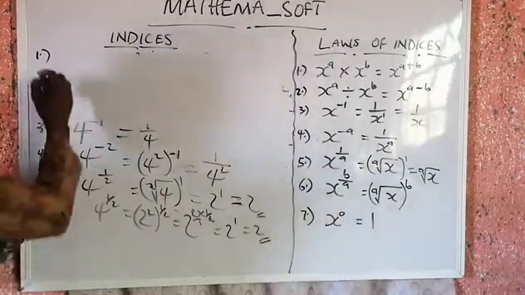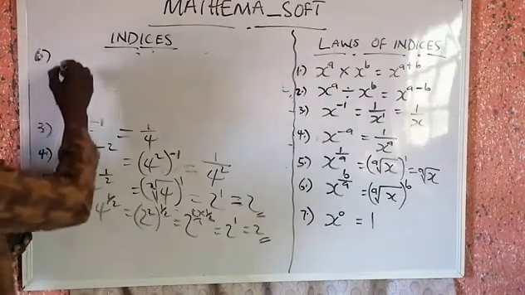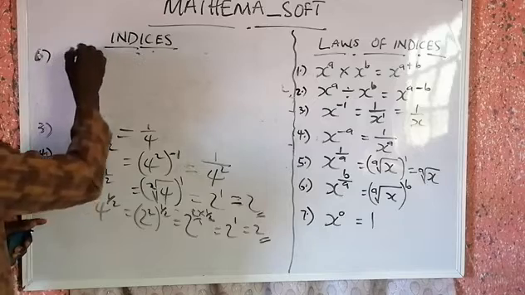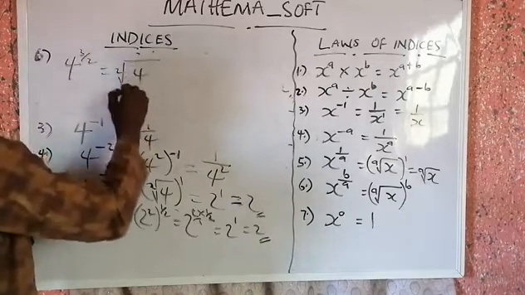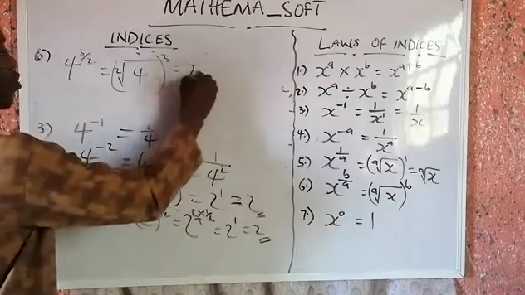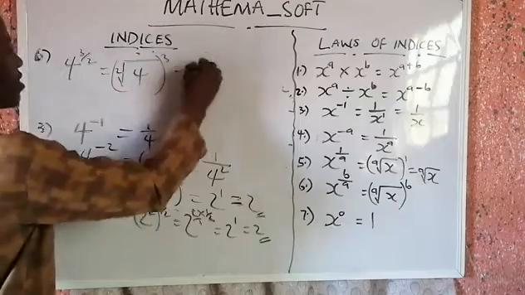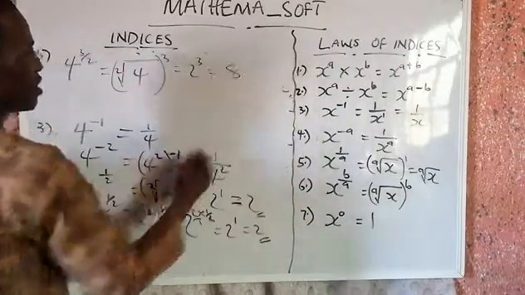I think the last one, that's number 6. We don't have much to say about the 7th one. So we have 4 raised to power 3 over 2. Let's use this. That will be the square root of 4 raised to power of 3. Square root of 4 will give me 2, then power of 3, and that will give me 2 times 2 times 2. That will give me 8.